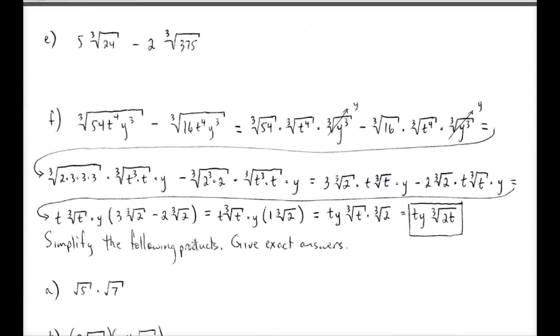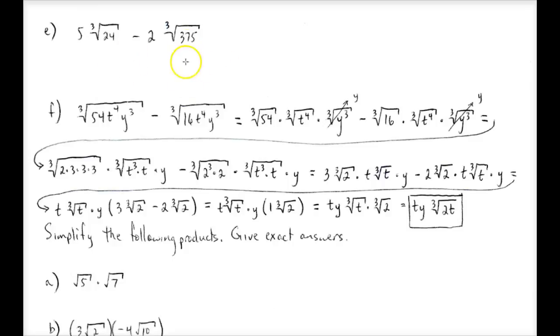All right, so moving on here, we'll work on this next example, E. We see that we have 5 times cube root of 24, and 24 could be rewritten as cube root of 8 times cube root of 3, minus. Here we have 2 times cube root of 375. 375 is 125 times 3. So we could rewrite this as cube root of 125 times cube root of 3.